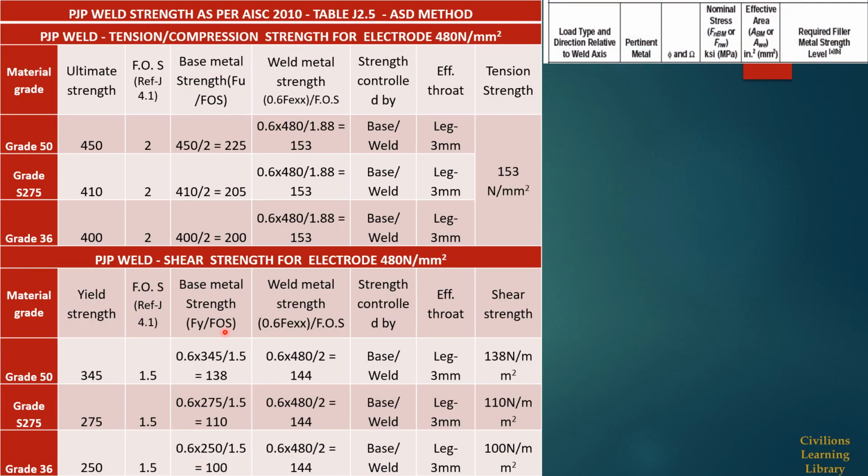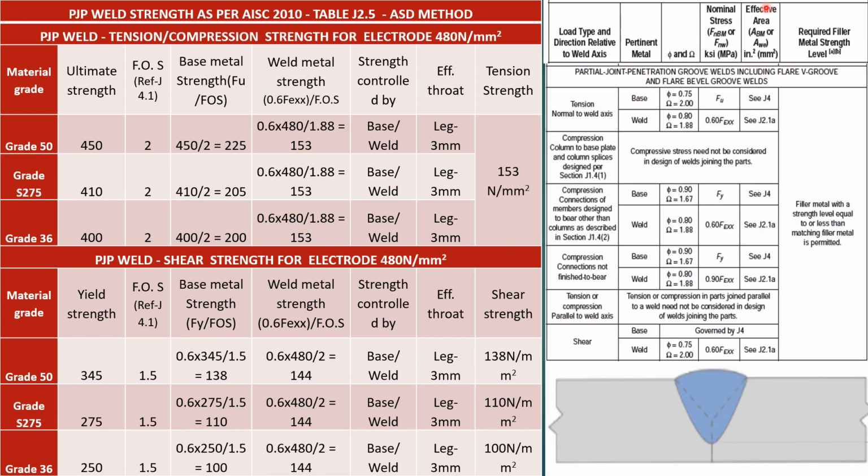Next, we will see the weld strength for the PJP weld, which is the partial joint penetration weld. For partial joint penetration weld, these are the values provided in Table J2.5. We will see the condition tension normal to the weld axis. So here also we listed three grades: grade 50, 275 and 36. We will see grade 50. Here we have to compare with FU instead of FY. So the ultimate strength of grade 50, here I am assuming, is 450 N/mm². FOS is 2. Here it is given for base also, so 2 we have to use. So base metal strength is 450 by 2, which is 225.